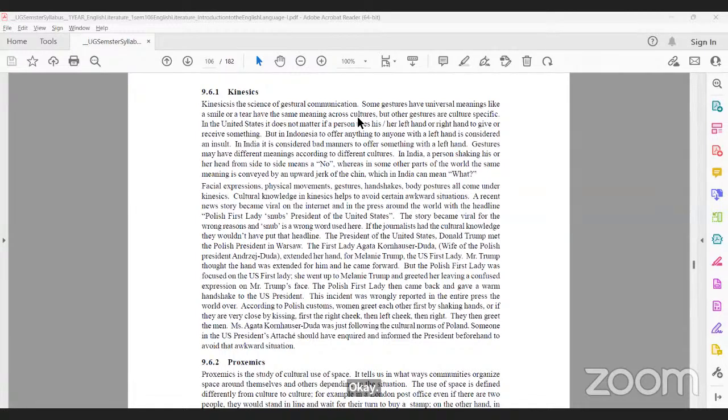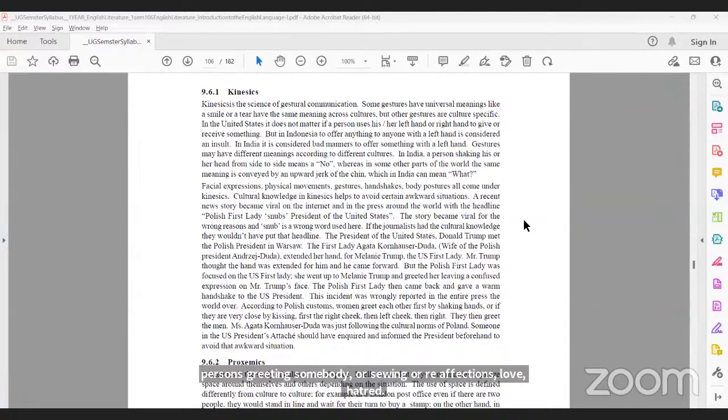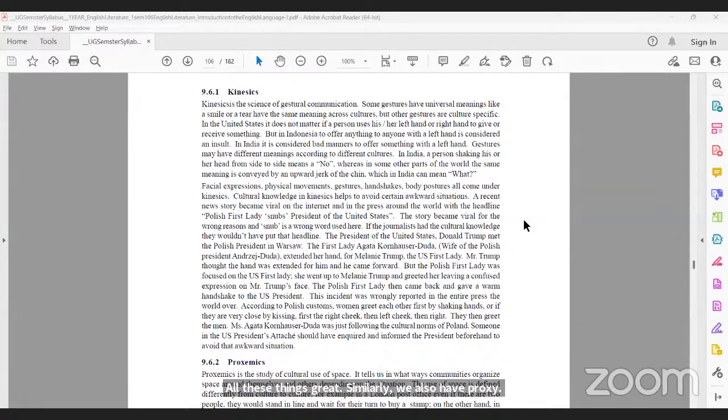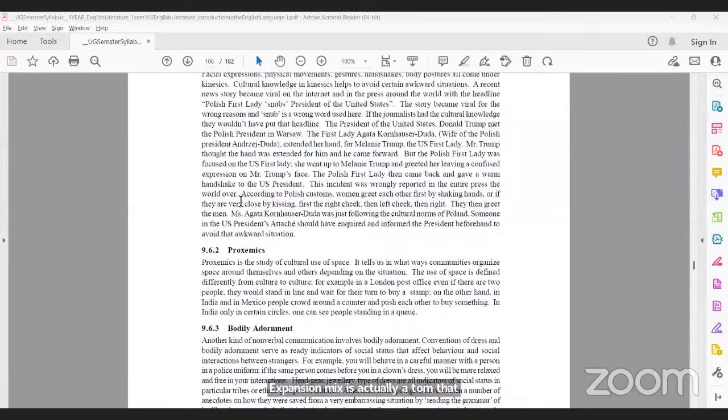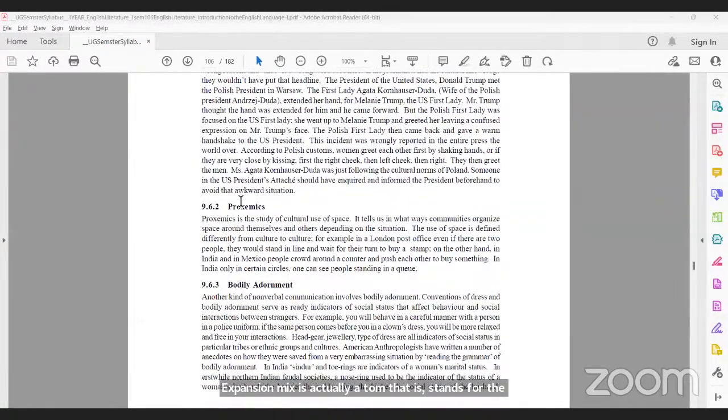So we were talking about kinesics, which are the facial expressions and physical movements. This also brings a difference between our societal and cultural communications, in terms of meeting persons, greeting somebody, or showing our affection, love, hatred, all these things, right? Similarly, we also have proxemics. Proxemics is a term that stands for the use of space, the cultural space that we have.